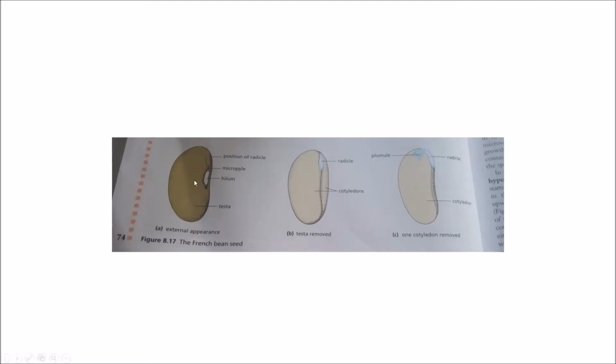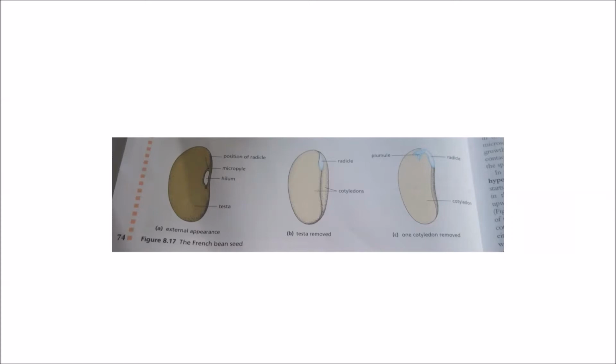First thing I'll talk about is the basic parts of the seed. You have the seed coat, also called the testa. You have the hilum. This is where the ovule would have been attached to the ovary inside of a flower. So the hilum is basically a scar that's left behind from the seed or the ovule being attached to the original ovary.